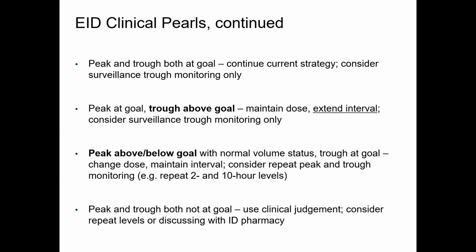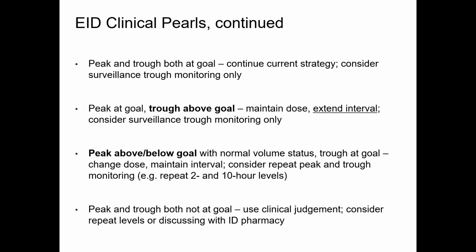In the next scenario, your peak is above or below goal, really, but your volume status is normal and your trough remains fine. We usually recommend to change the milligram dose but keep that interval, because if your trough is at goal, you're usually able to say that your patient clears the drug fast enough to keep at that interval. But like I mentioned before, we really want our peak to be in that range. And so whether it needs to be increased or decreased depends on if the peak is high or low, but you can keep the interval the same. And then because we changed the milligram dose, we want to repeat a peak and a trough monitoring.